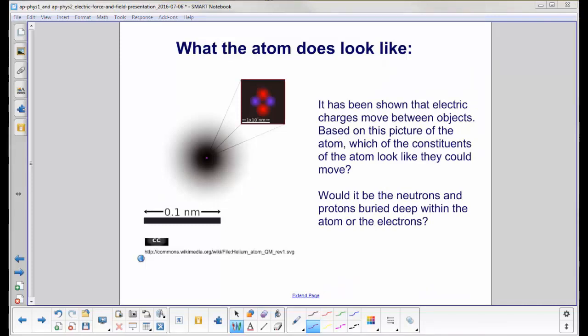We've already shown that electric charges move between objects. Remember the ruler and the bits of paper, and the rubber rod and the fur, etc.? So based on this picture of the atom, we have the nucleus buried way deep within, and then the electrons kind of flitting around somewhere out here. Which of the constituents of the atom look like they could move between other atoms? Would it be the neutrons and protons deeply buried within the atom, or the electrons? I'm kind of leading you to the answer here.